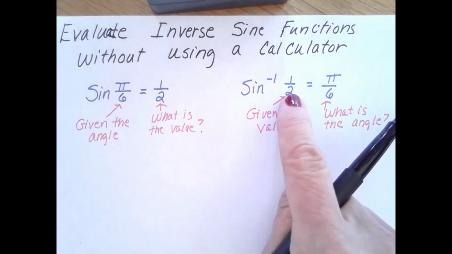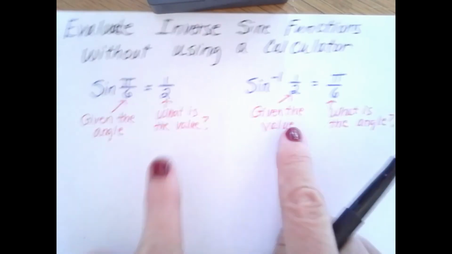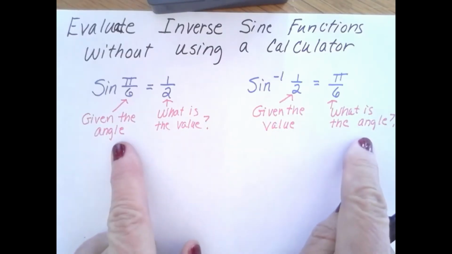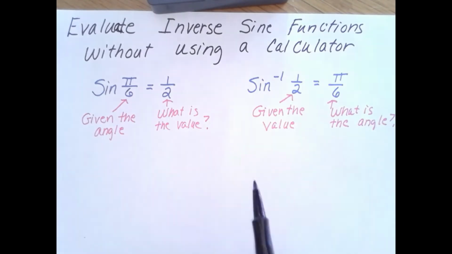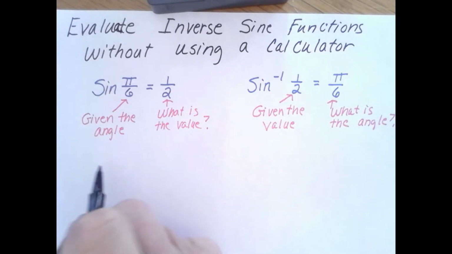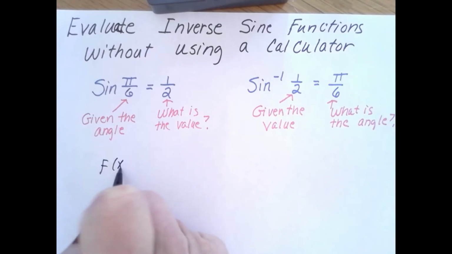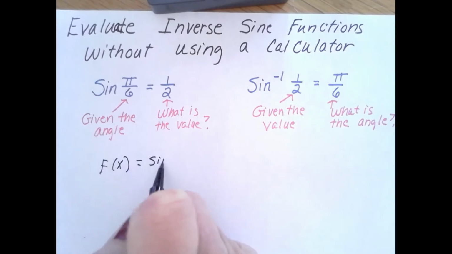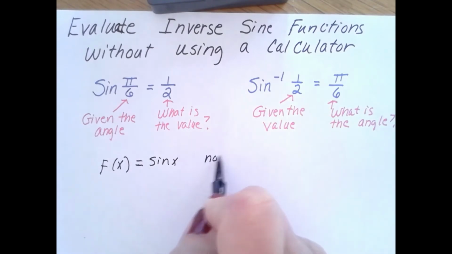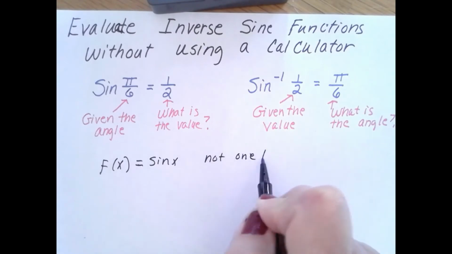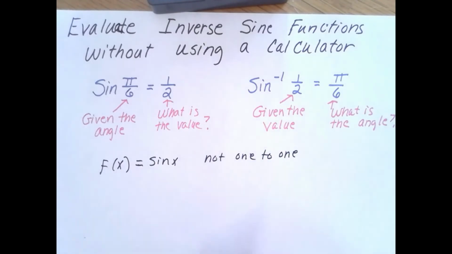Now we're given the value, what is the angle? So here we've got the value, here we've got the angle. So it's like going backwards. Let's recall from our lesson on graphing, when we graphed f of x is equal to sine x, it did not pass the horizontal line test. It was not 1-to-1. So we had to restrict the domain to be able to have our inverse as a function.